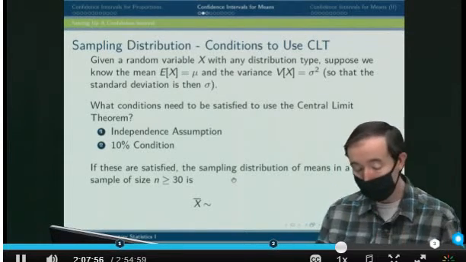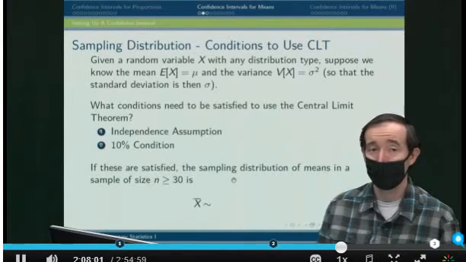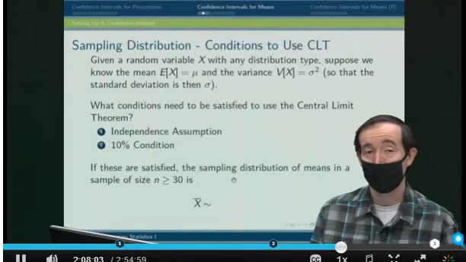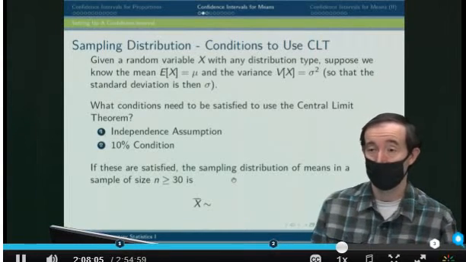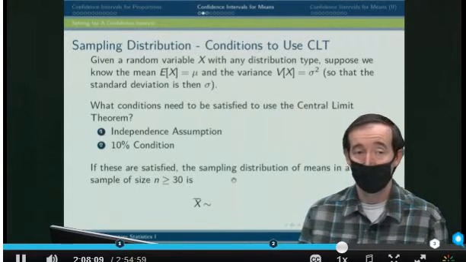If I have less than 30, I still have ways to get around it. In fact, that's what we'll be talking about next week. That's one of the cases when we want to use a t-distribution instead of the normal distribution. Okay. Don't worry about that for now, but that will come up next week.